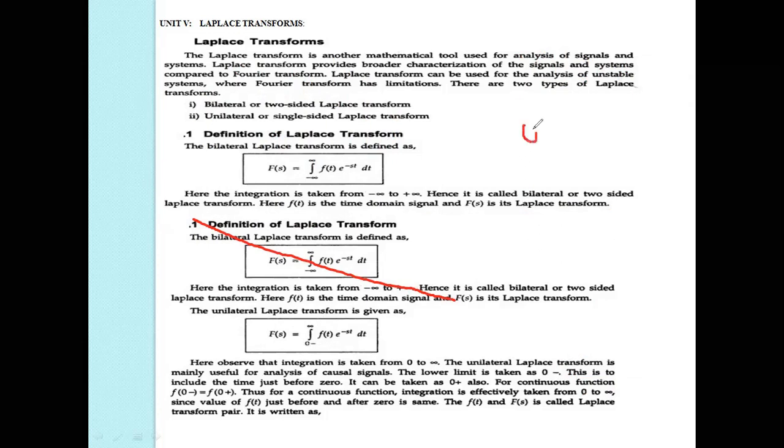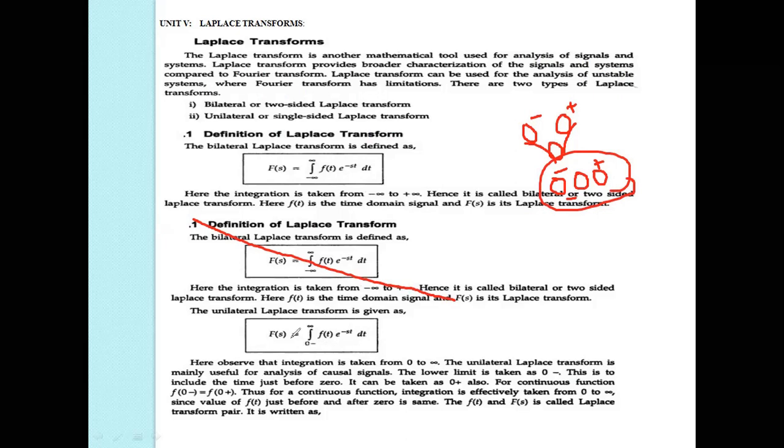What is 0 minus? The new terms we are hearing here are 0 minus and 0 plus. Both are the same, equal to 0 only. 0 plus is just above the 0. 0 minus is just below the 0. Alright, 0 is there, 0 minus is just before the 0, and 0 plus is just above the 0. Both 0 minus and 0 plus are zeros only.